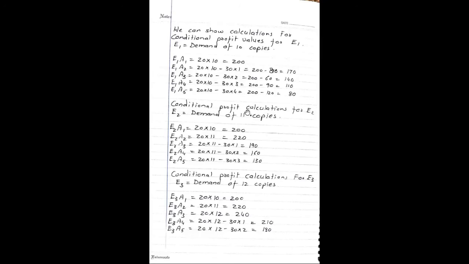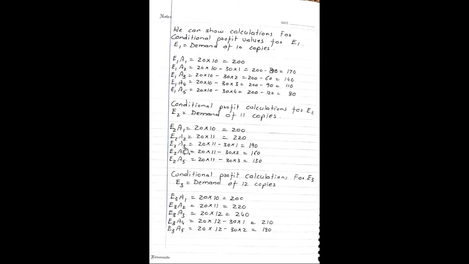Then conditional profit calculations for E2. E2 is nothing but demand of 11 copies. So E2 A1. Though the demand is for 11, there are 10 copies in stock. So 20 into 10 is the conditional profit, which is nothing but 200. E2 A2. Demand of 11 and stock of 11. So 20 into 11, that becomes 220.